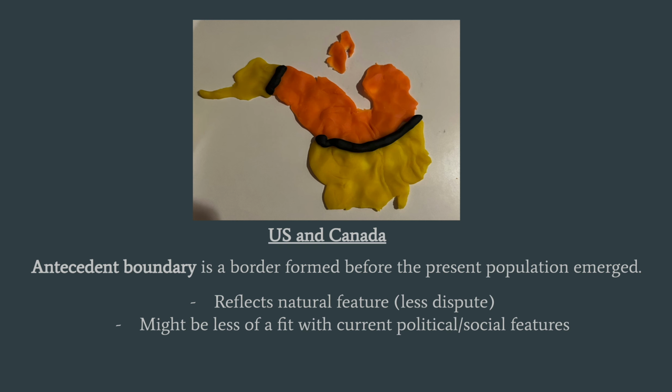The next one is the antecedent boundary, which is formed before the present population has emerged. And the border between the US and Canada is also a great example for this because the borders were established before the start of the westward expansion.